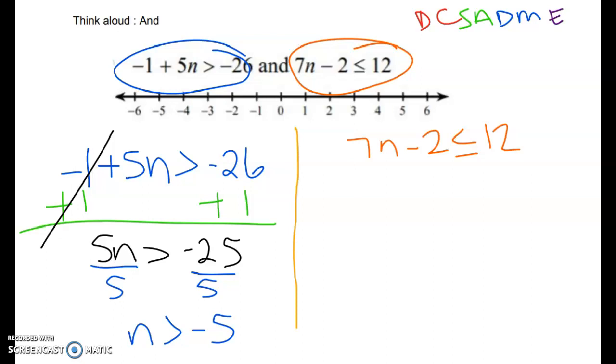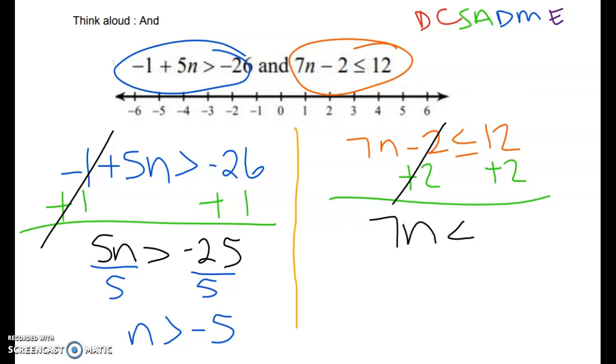So I ask myself, do I need to simplify on either side? Meaning, do I need to distribute? Do I need to combine like terms? No, I do not. So I need to move my constant over. Constant for this problem is -2. So the inverse operation of -2 is a +2. That does eliminate the 2 on the left-hand side, and I'm left with 7n is less than or equal to 12 plus 2, which does give me 14. Now I'm left with 7n is less than or equal to 14.